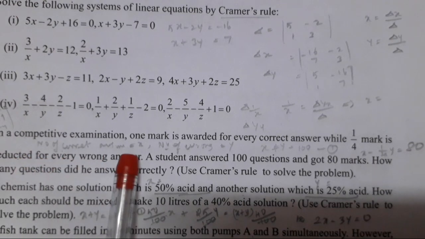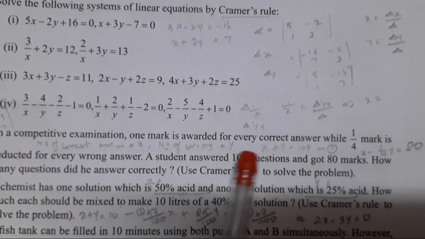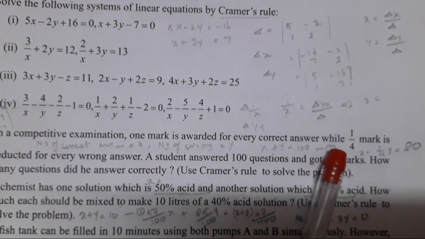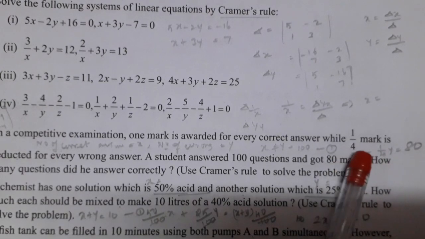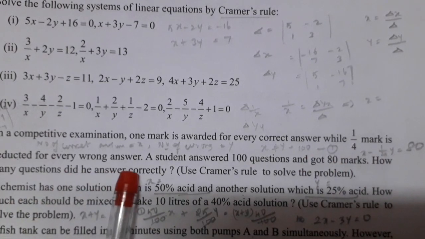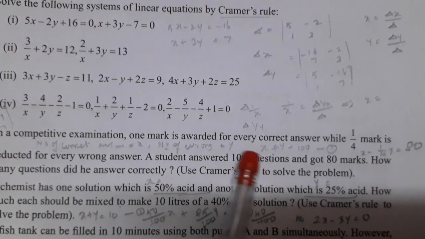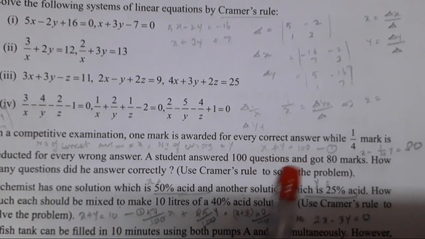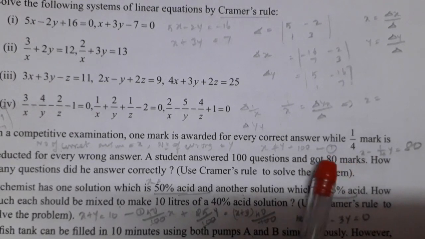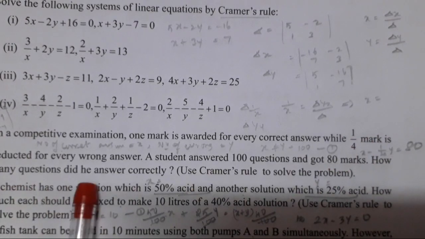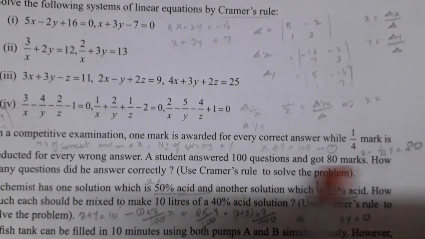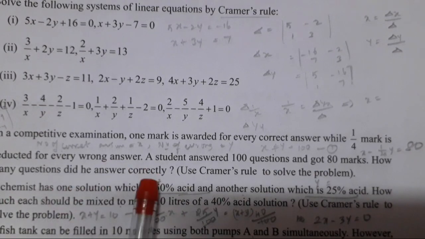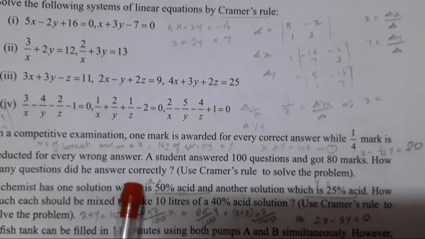In a competitive examination, 1 mark is awarded for every correct answer, while 1 by 4 mark is deducted for every wrong answer. A student answered 100 questions and got 80 marks. He answered 100 questions but he got 80 marks. Why? He answered some questions wrongly, so marks were deducted. How many questions did he answer correctly? The question is asking how many questions he answered correctly.